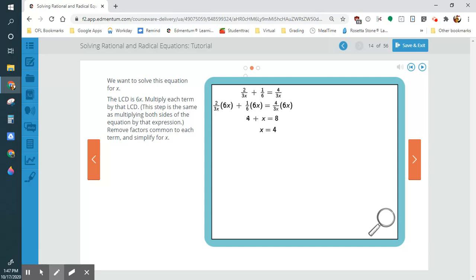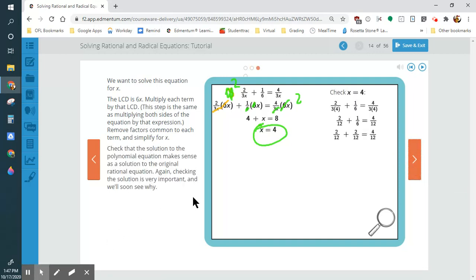What's happening is 6x divided by 3x ends up being 2. We're going to change that to 2. So that's how we get the 4. And then this 6 cancels out with this 6, so we just get this x right here. And then again, we get 2, but 2 times 4 is 8. So that's an easy way to do this. We multiply everything by the lowest common denominator.